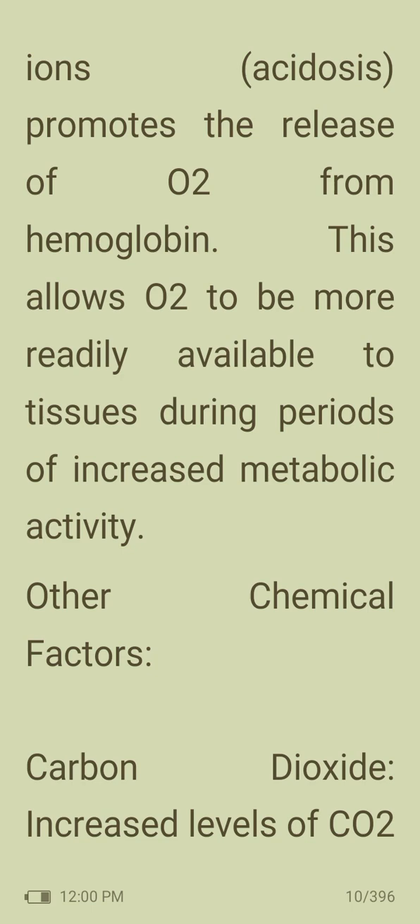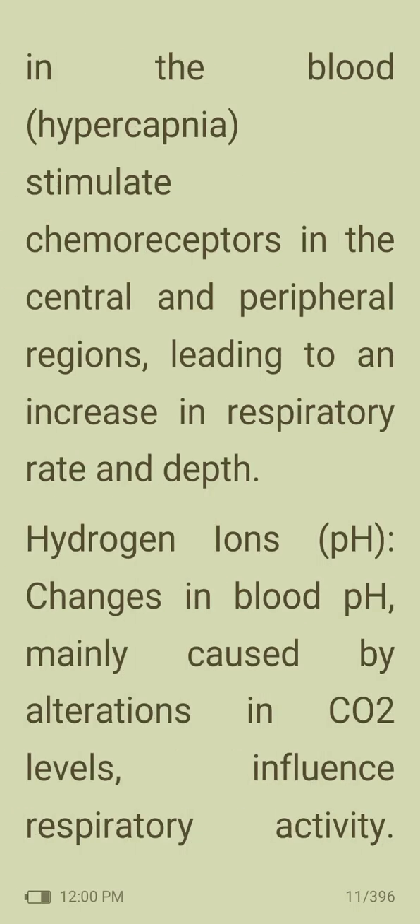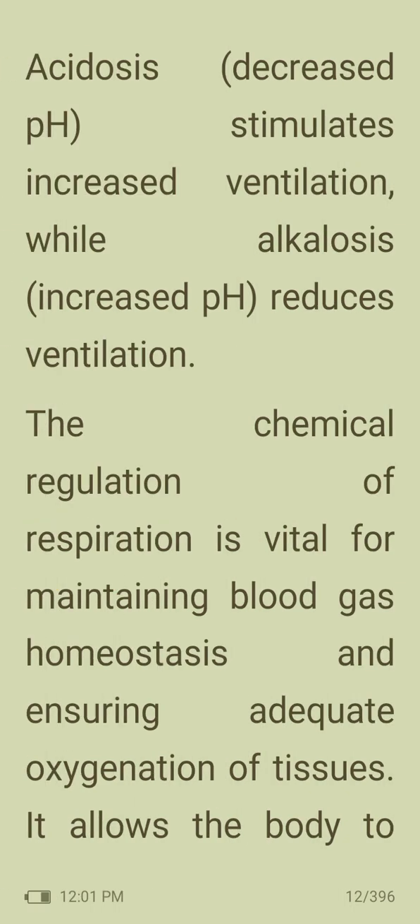Then other chemical factors. Carbon dioxide: increased levels of CO2 in the blood, hypercapnia, stimulate chemoreceptors in the central and peripheral regions, leading to an increase in respiratory rate and depth. Then hydrogen ions, pH: changes in blood pH, mainly caused by alterations in CO2 levels, influence respiratory activity. Acidosis, or decreased pH, stimulates increased ventilation, while alkalosis, increased pH, reduces ventilation. The chemical regulation of respiration is vital for maintaining blood gas homeostasis and ensuring adequate oxygenation of tissues.